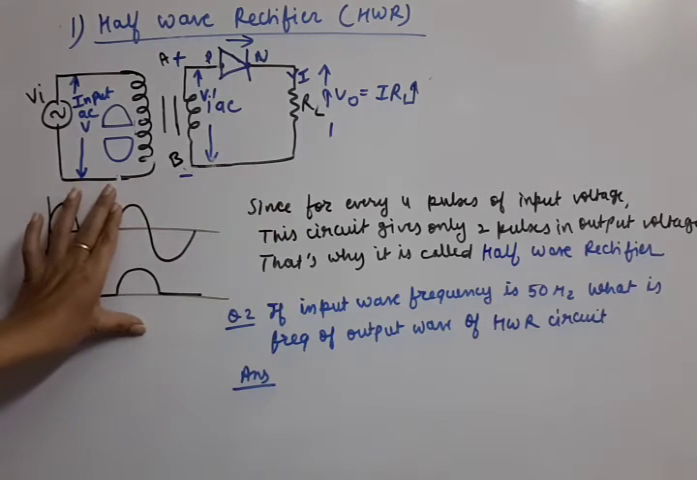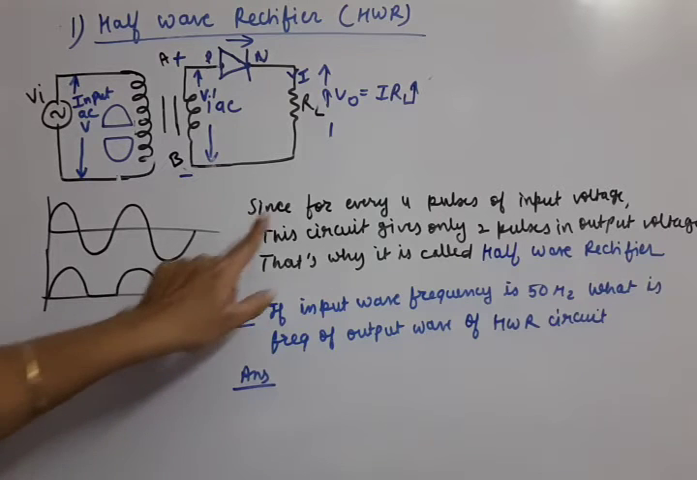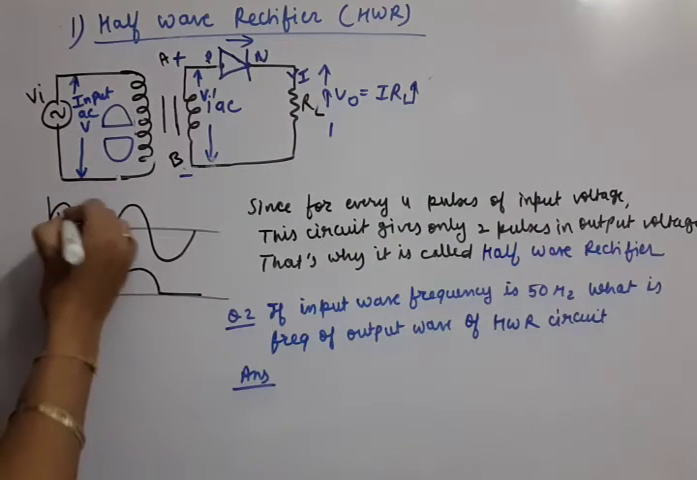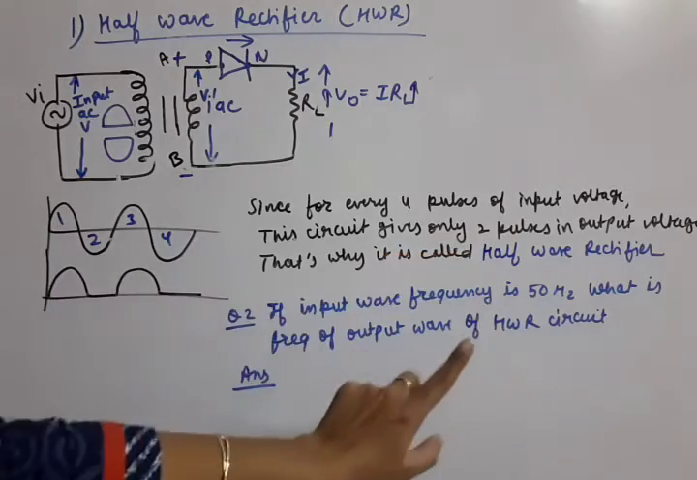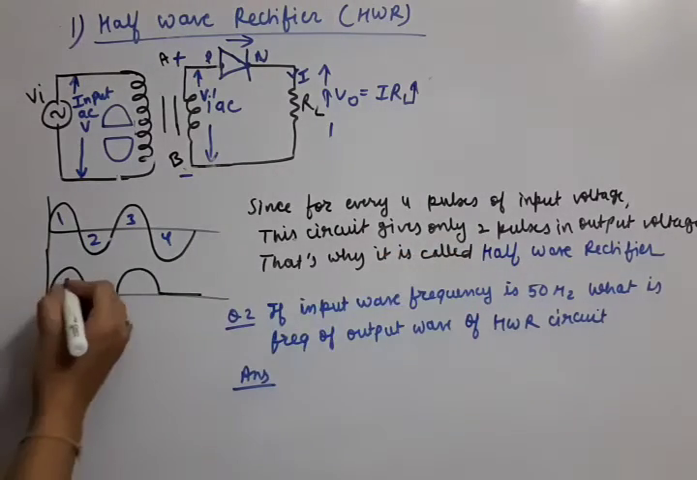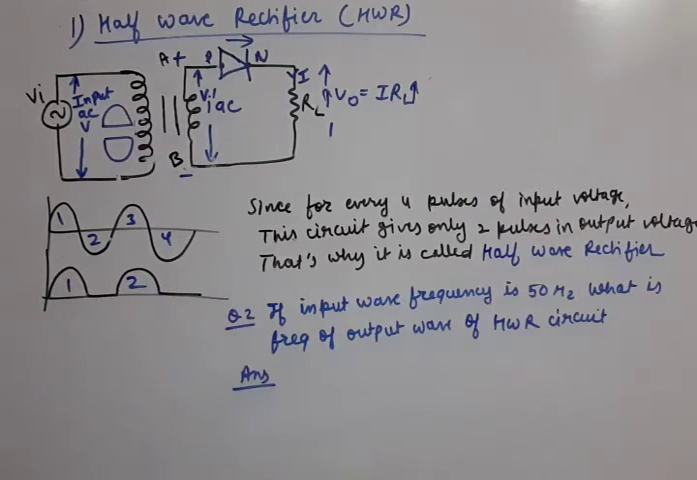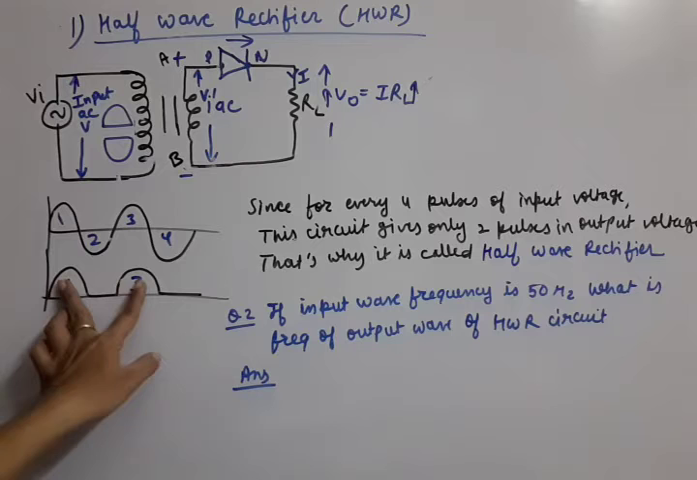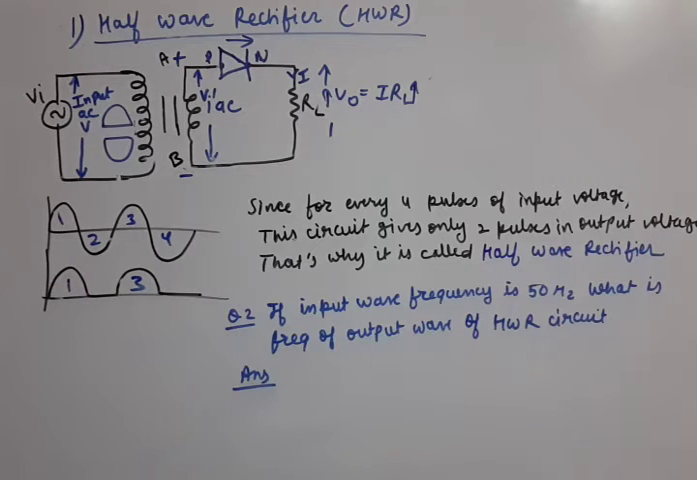Again these pulses are drawn because the question is related to these pulses only. First of all, why do we call it half wave rectifier? The answer is very simple. Since for every 4 pulses of input voltage, 1, 2, 3, 4, this circuit gives only 2 pulses, 1 and 2 pulses in the output voltage. Which 2 pulses? One and third we are getting only. Only 2 pulses we are getting. That's why this circuit is called half wave rectifier.